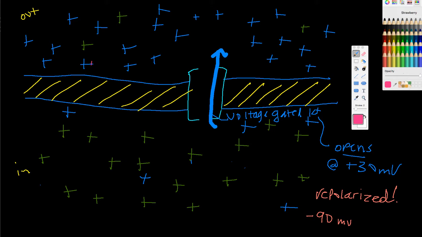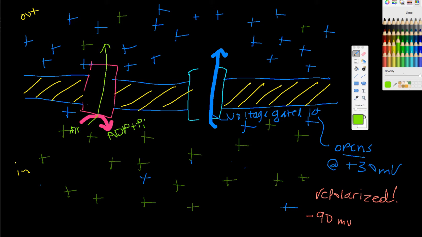So let's select our pink, which is our sodium-potassium ATPase color. So this turns back on and begins doing its job. So it will cleave ATP. So we have ATP being cleaved to ADP plus Pi, and then we have the efflux of 3 sodium and the influx of 2 potassium.